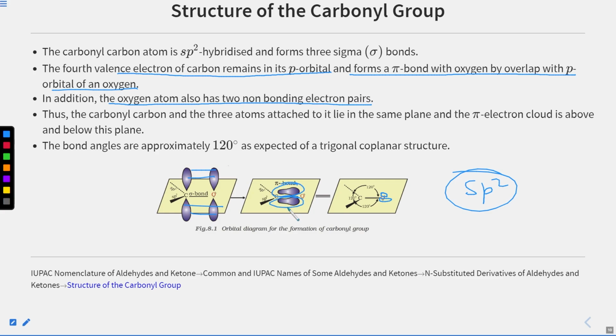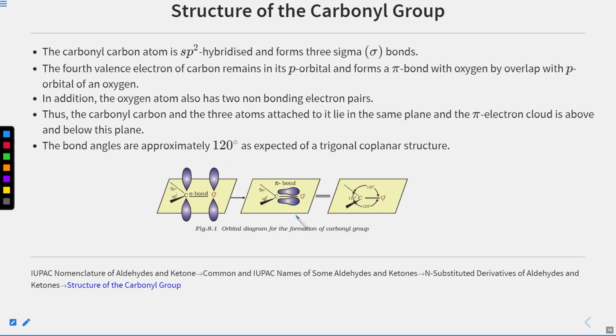Now if you look at this pi bond, you can see one peculiar thing here: we have the electron density, but why is it in this shape? It is so because oxygen has higher electronegativity. So this electron cloud of the p orbital is being polarized toward the oxygen atom, and we get this kind of anti-symmetrical lobe.